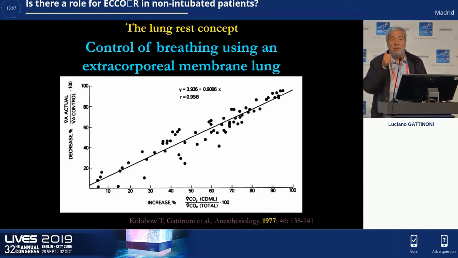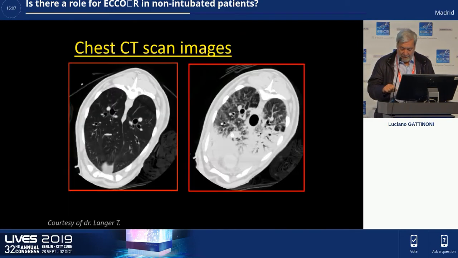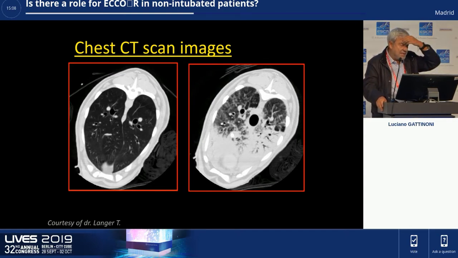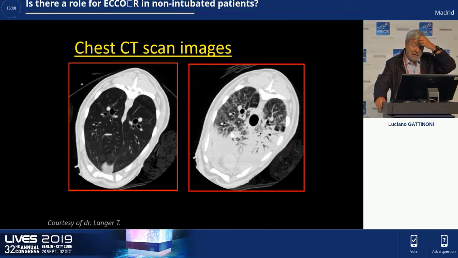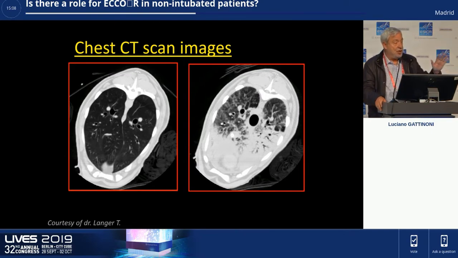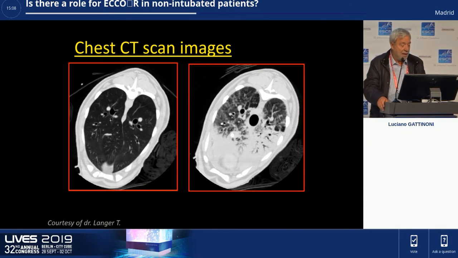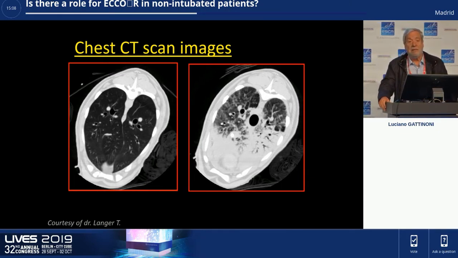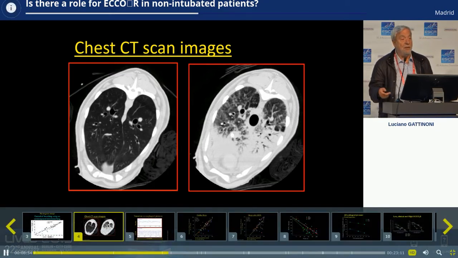But these were spontaneously breathing animals and normal animals. Many years after, this was my uncle's work. Thomas Langer went to the United States, and they did the same experiment, taking a normal sheep and inducing ARDS in the sheep. So they were doing extracorporeal CO2 removal before and after the damage.